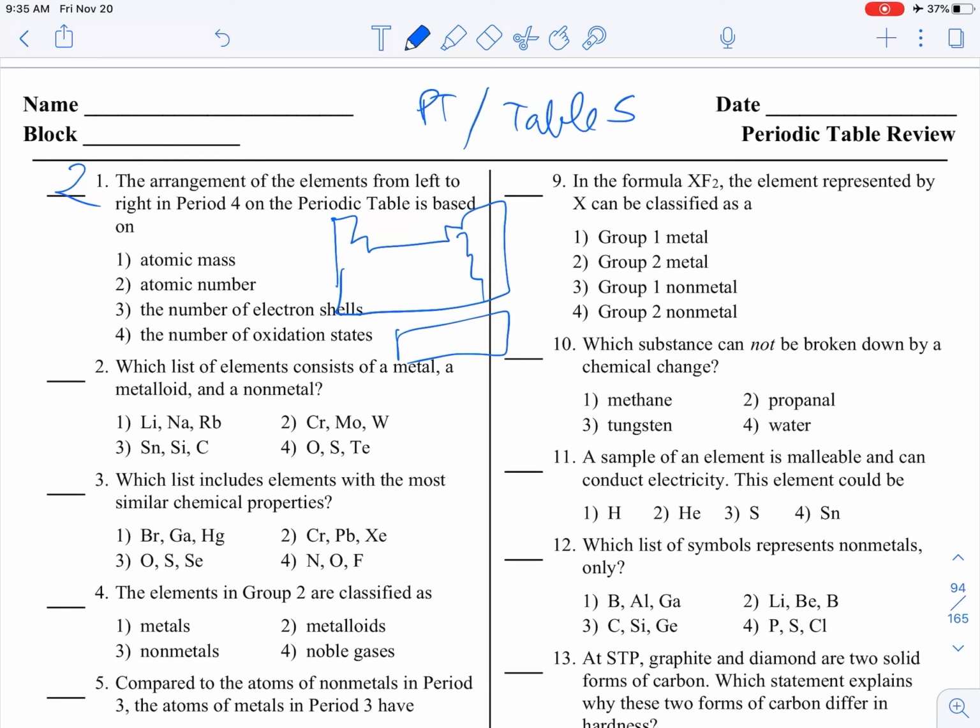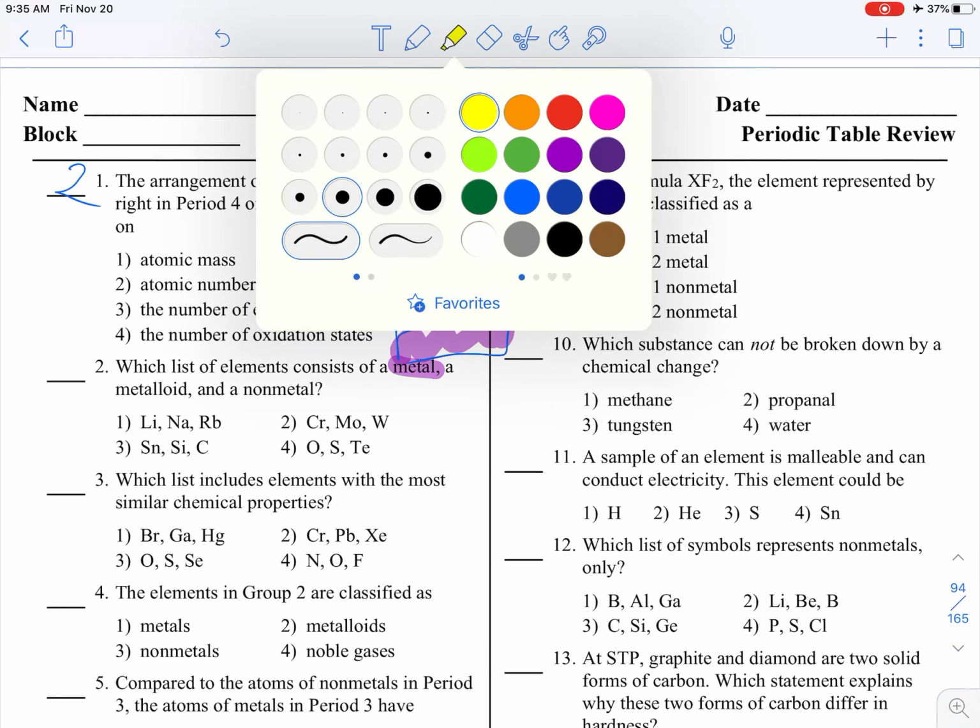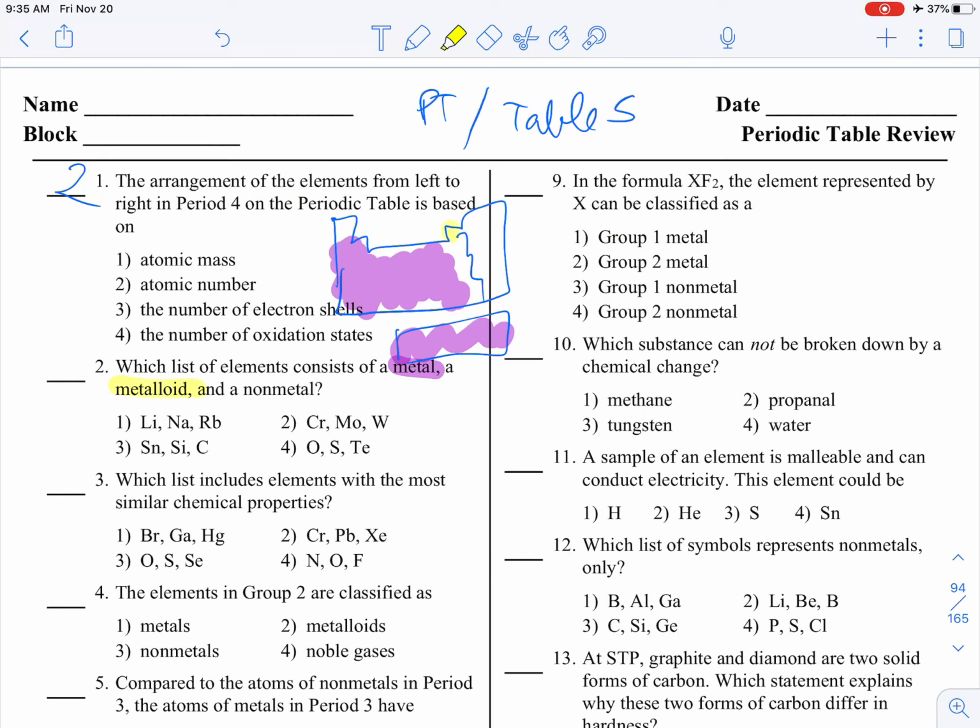So remember, we have metals here. Then we have metalloids, which are along the zigzag. And then we have nonmetals, which is hydrogen and all these. Okay, so metals. Lithium is a metal. Sodium is a metal, so that's already wrong. Chromium is a metal, a transition metal in the middle.